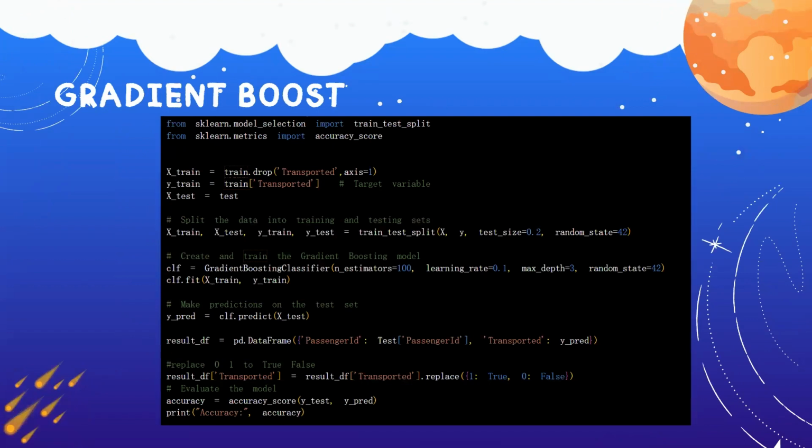Okay, gradient boost is an ensemble machine learning technique used for both classification and regression tasks. It's a powerful and widely used algorithm in the field of machine learning. Gradient boost builds a strong predictive model by combining the predictions of multiple weak models, typically decision trees, in a sequential manner. And there are several advantages that gradient boost provides. Number one, it provides a high predictive accuracy. It often produces highly accurate models and is considered one of the state-of-the-art techniques for predictive modeling.